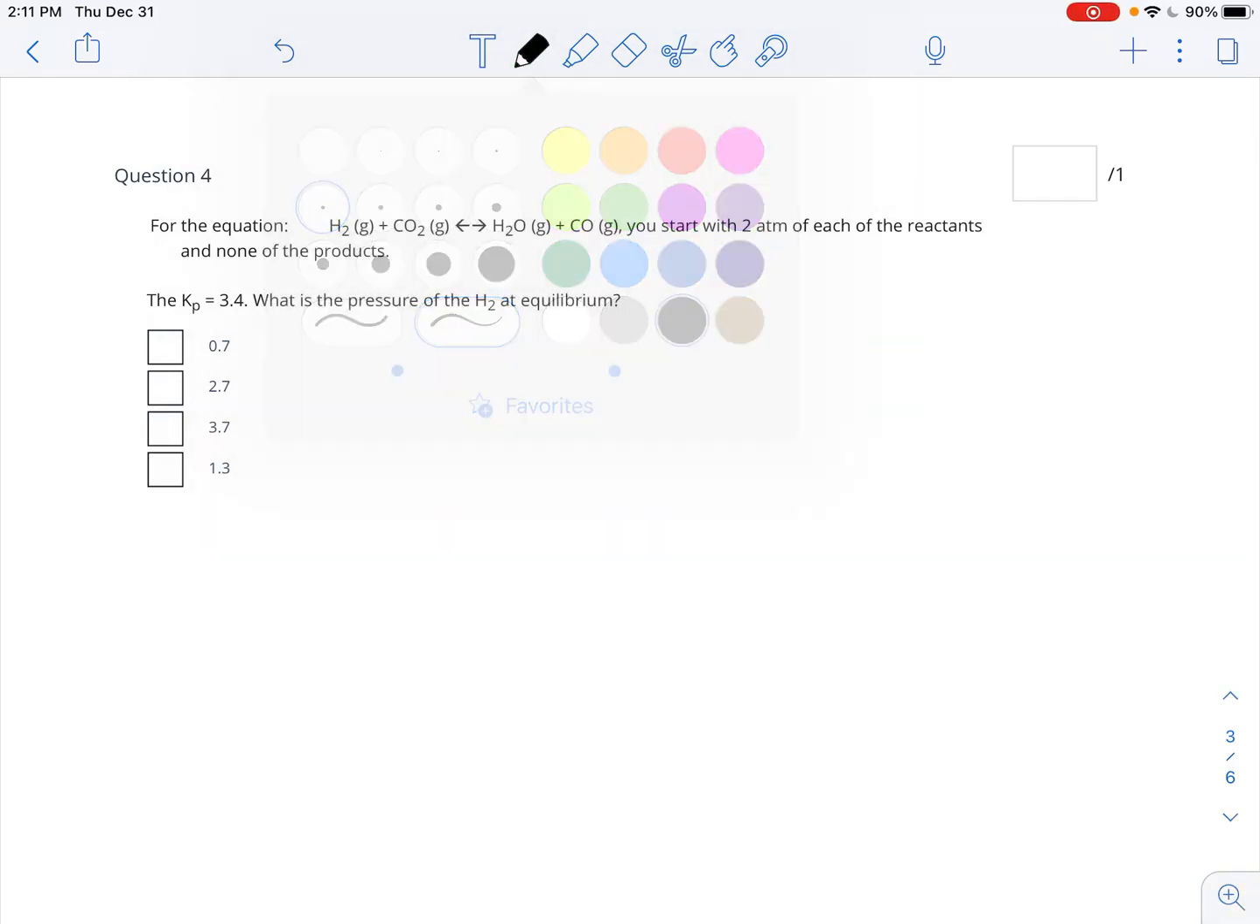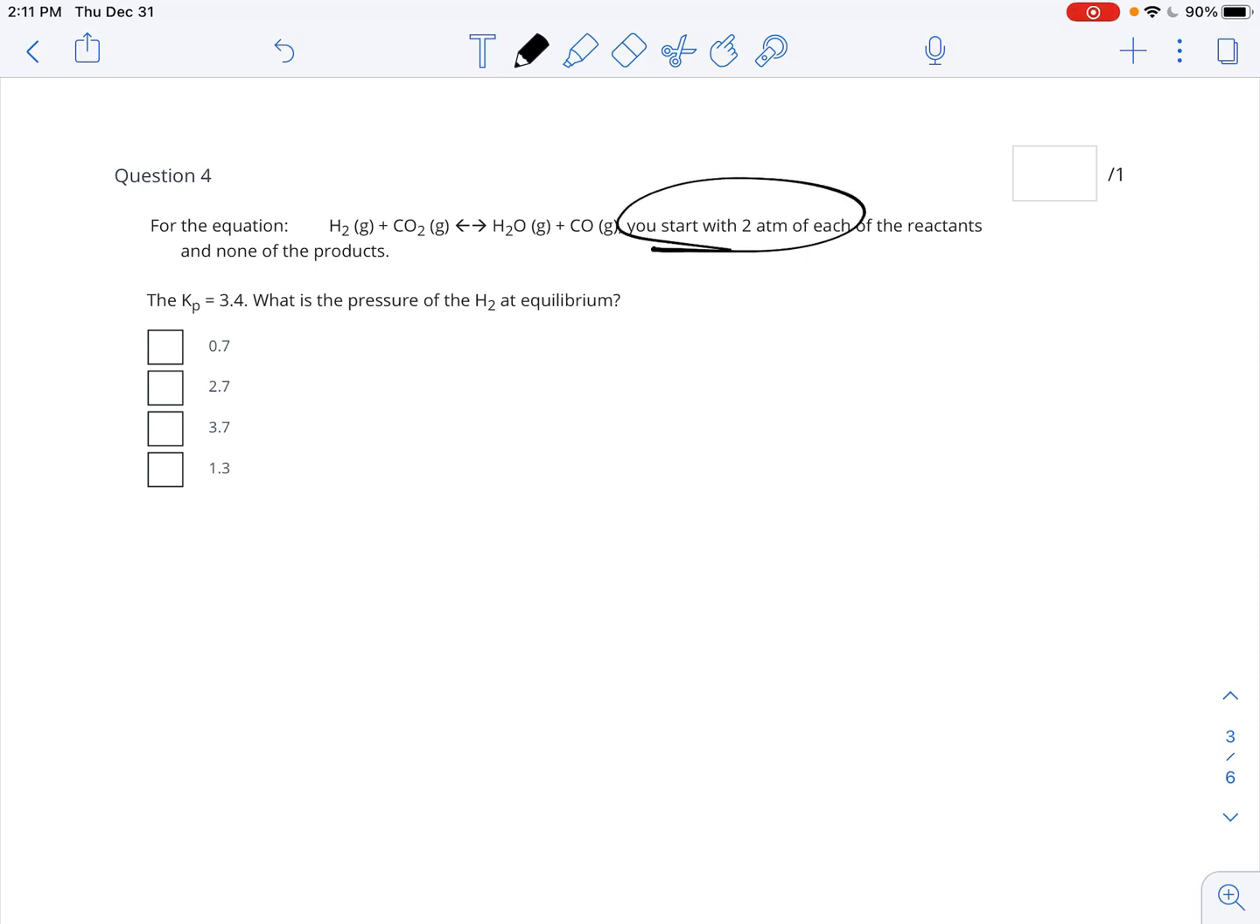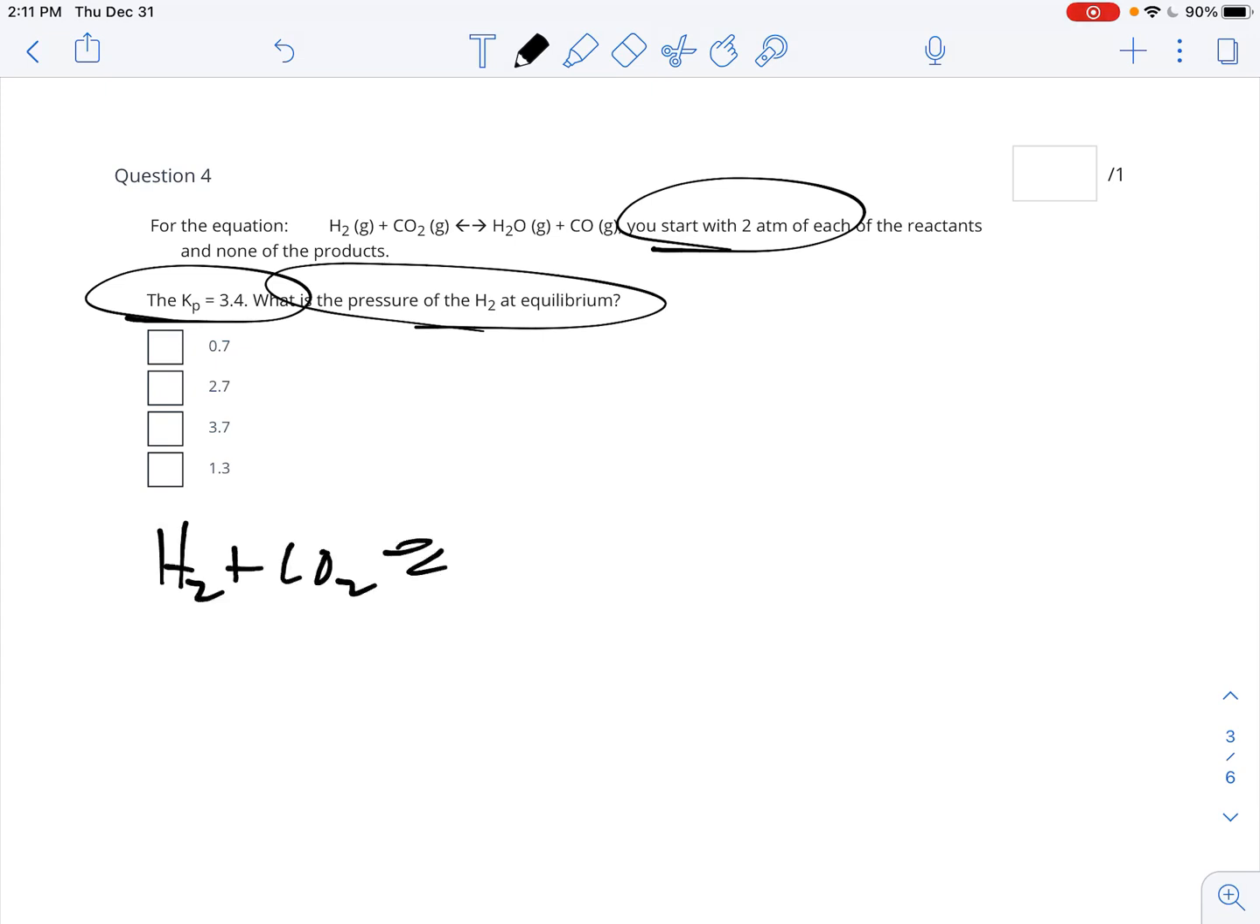All right, for question 4, it looks like, again, it's going to be an ICE table because it's telling me where I'm starting and it's telling me what the K value is, but it wants to know what everything is at equilibrium. So this is definitely going to be an ICE table. I'm going to go ahead and redraw my equation here. I have H2 and CO2 goes to H2O and CO. Please note that it's a gas, gas, gas, and gas, so everybody counts. I don't have to leave anybody out of this equation.